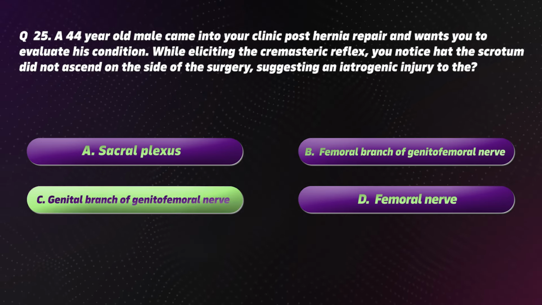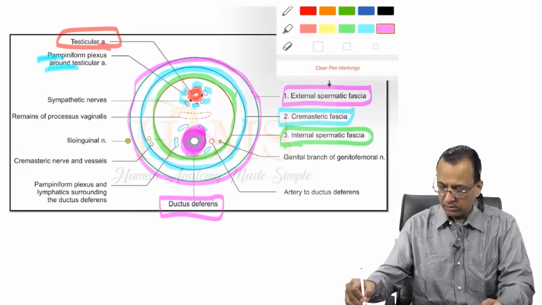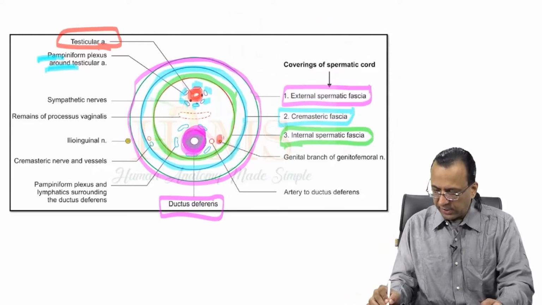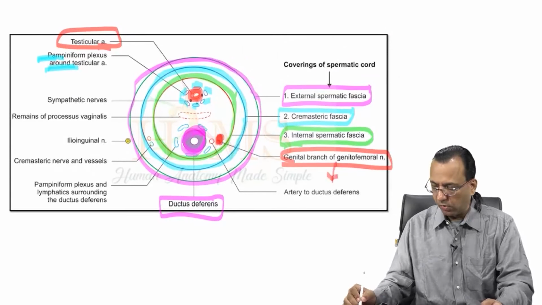Here's the explanation. Actually, one question comes, which nerve is inside the spermatic cord? And you say it is the genital branch of the genitofemoral nerve. What is it for? It is to control the cremaster muscle, for the cremaster reflex. So the genital branch of the genitofemoral nerve is for the cremaster reflex, to control the cremaster muscle, for testicular elevation in the scrotum.